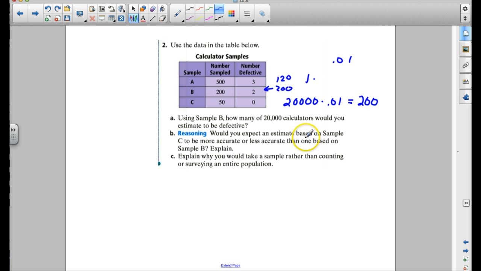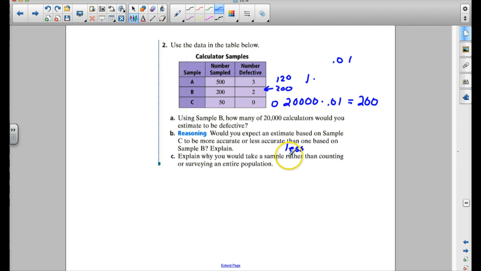Now it says, would you expect the estimate based on sample C to be more accurate or less accurate than the one based on sample B? Now in sample C, it says 0 out of 50, so there'll be 0 calculators here defective as you go through. So now, would you expect the estimate based on sample C to be more accurate or less accurate than based on sample B? Now I'd say less. And the reason I say less accurate is because the sample size is so much smaller. The smaller the sample size, the less accurate it is. So therefore it's less accurate.